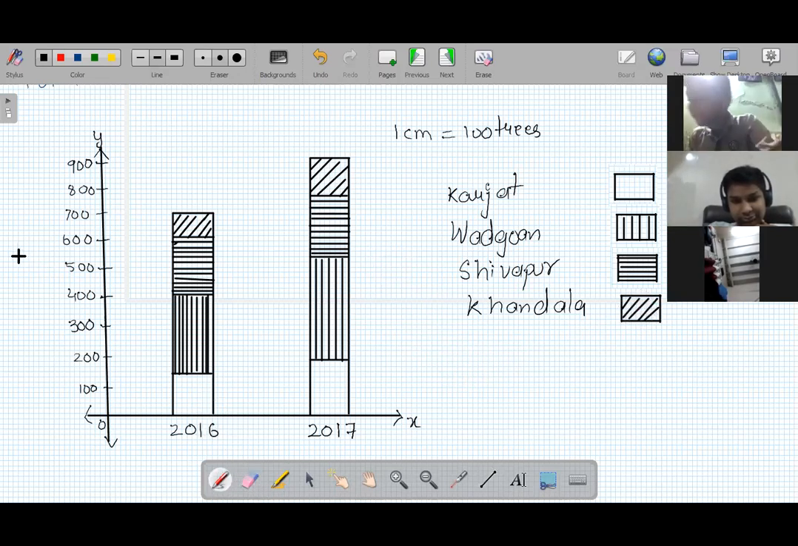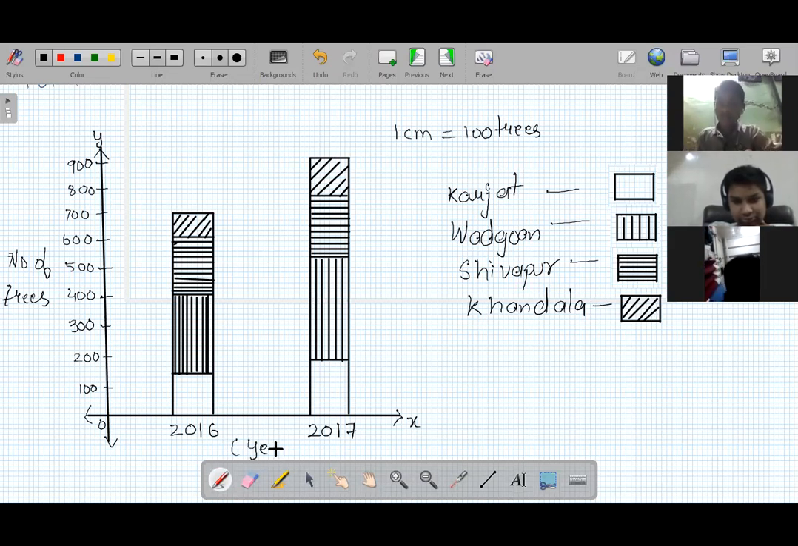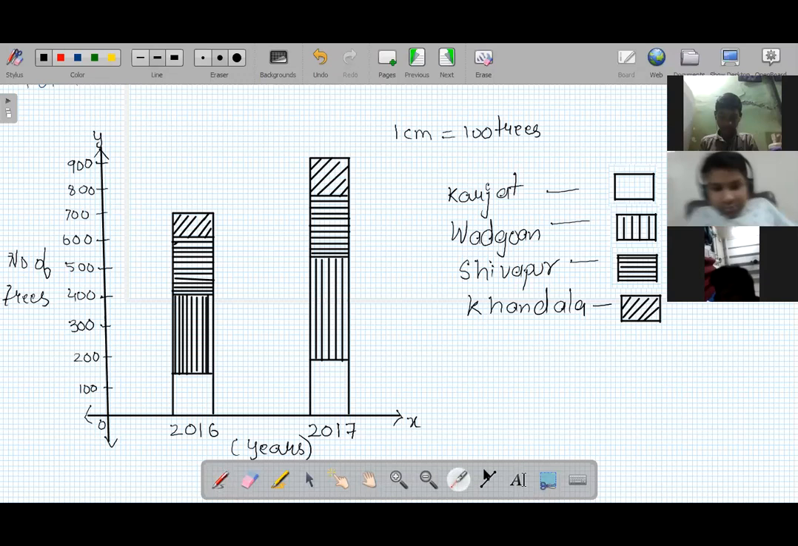Okay, one notation is left. Y-axis is number of trees. Scale is written, and on the x-axis we can write years. Okay, on the x-axis, years. Now see, everything is done, now the graph is complete.